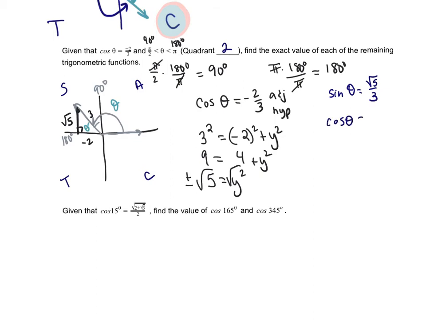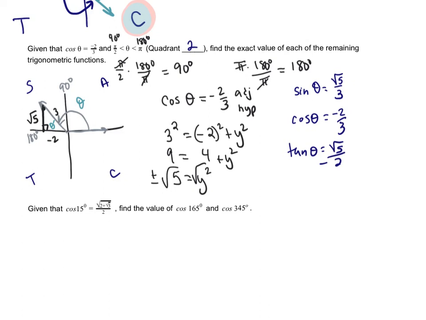Cosine was given to us. That is negative 2/3. And tangent is opposite over adjacent. So it's radical 5 over negative 2. And you can find the other 3 just by taking the reciprocals. So if I wanted to find cosecant, it's 3 over radical 5, and you could rationalize that. The secant is negative 3 over 2, and the cotangent is negative 2 over radical 5. And you could rationalize that.